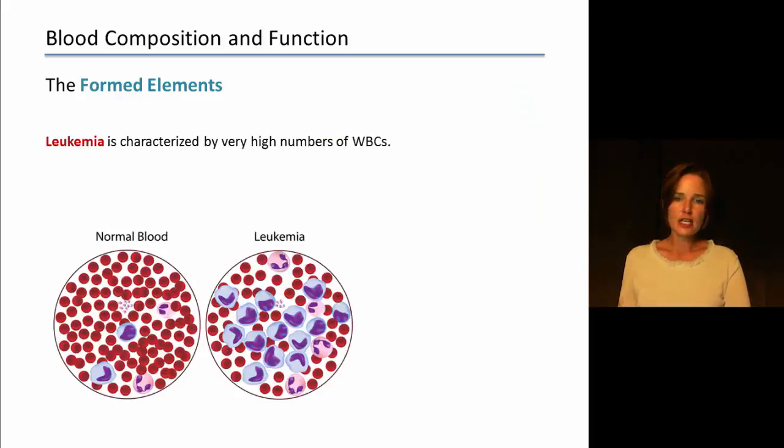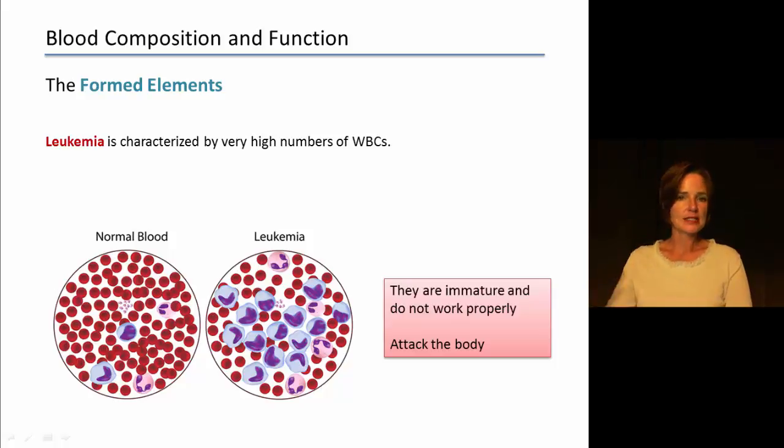Leukemia is an example of a condition where we have very high numbers of white blood cells. Typically the white blood cells are relatively low, which is what we're seeing in the image right here. Normal blood is mostly red blood cells with some leukocytes inside of there. But when we're looking at leukemia, notice that there is a vast increase in the abundance of white blood cells. It might sound like a great thing to have extra defense cells, but they are immature white blood cells, and they're not going to function properly. So these extra white blood cells in the case of leukemia actually attack the body, which of course is a detrimental thing.